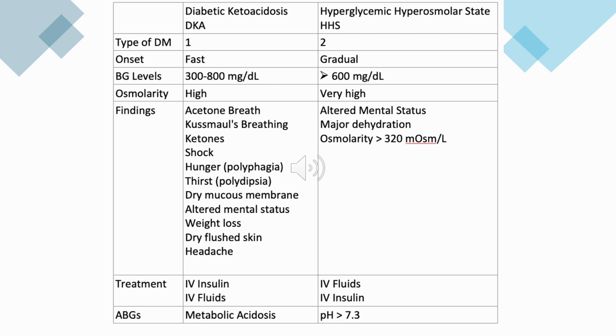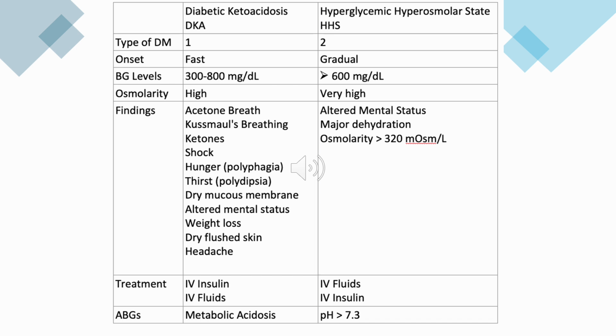Blood glucose is going to be 300 to 800 milligrams per deciliter. Usually it's less than what we would see in HHS, okay? Osmolarity is going to be high. And then with hyperglycemic hyperosmolar state, it's going to be very high, higher than usually DKA.